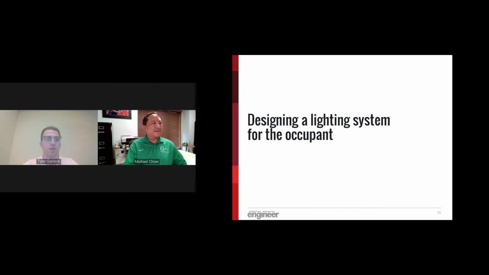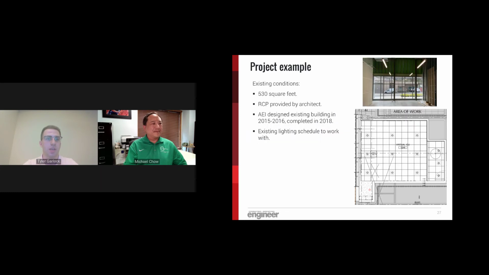All right, so designing a lighting system for the occupant. When you're starting your design process, there are many things that you want to take into account. And I just want to remind everybody, this is a very high level view of this process and things to think about, especially as architects when you're designing your spaces.